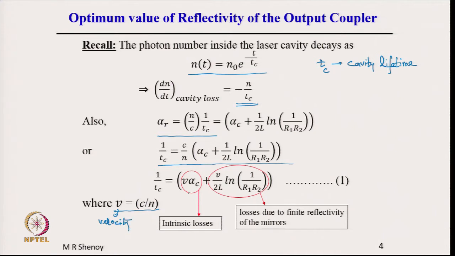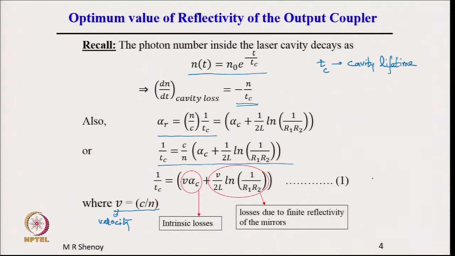So, c by n is v into alpha c, we have taken this inside, and this is v by 2 L into ln 1 by r 1 r 2. Now, this is therefore an intrinsic loss coefficient, 1 by T c, that is time inverse or a time coefficient corresponding to the intrinsic loss, and this part is due to finite reflectivity of the mirrors, because we already know that this part is because of the loss due to mirrors.